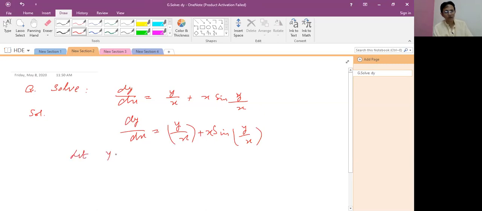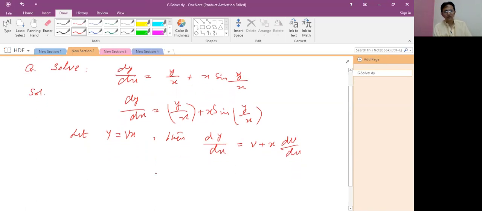Put y equals vx, then according to the method dy over dx equals v plus x into dv upon dx. When we are applying this method, student, if we name it equation number 1, it implies that dy over dx equals v plus x into dv over dx.